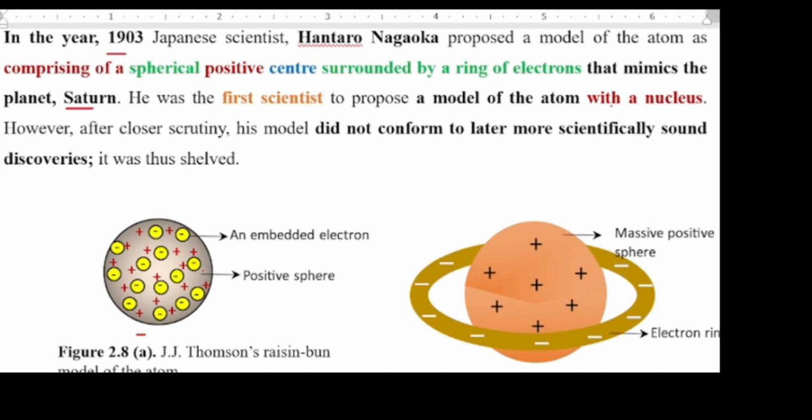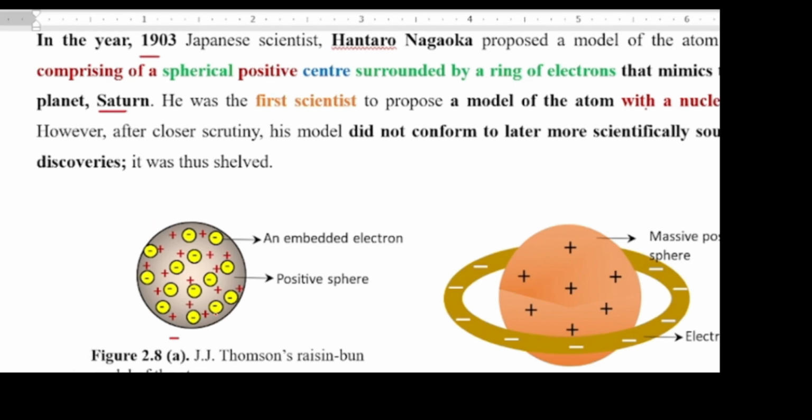So this is a depiction of the Thomson's model. Here is the positive sphere, and these are the embedded electrons in it. Electrons are embedded in it in a similar way that raisins are in a bun. So this is the Thomson's model.